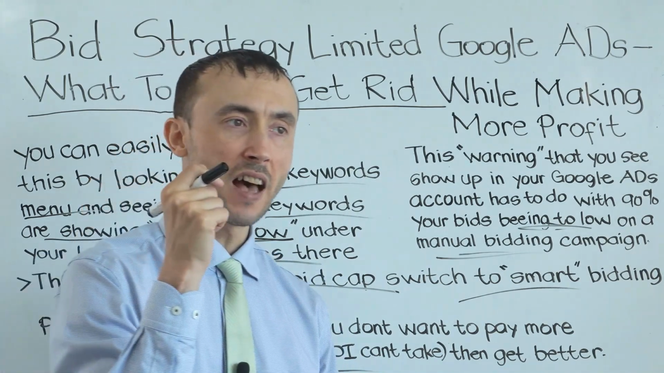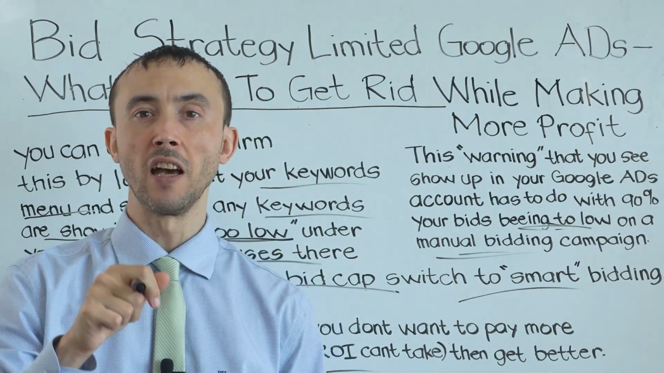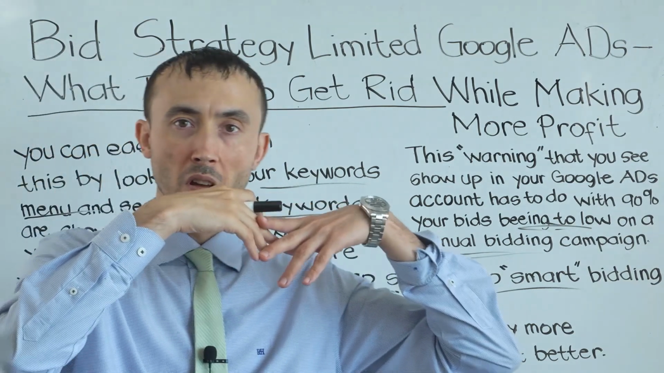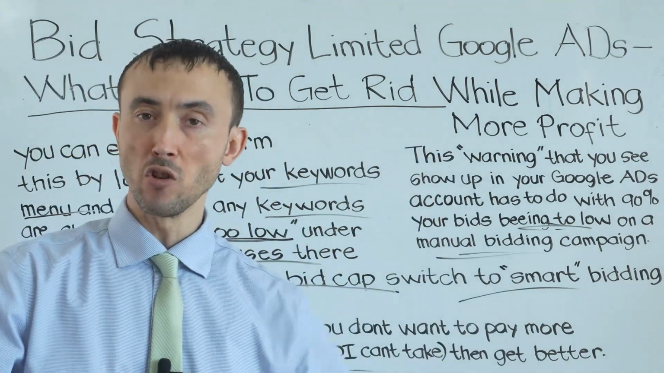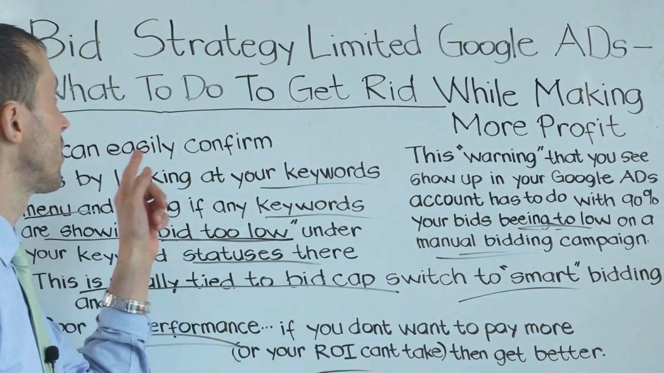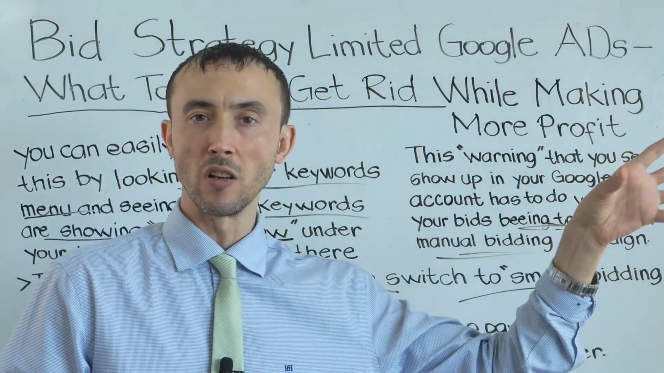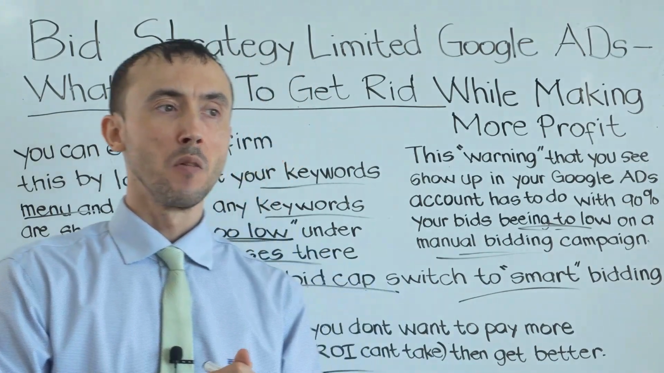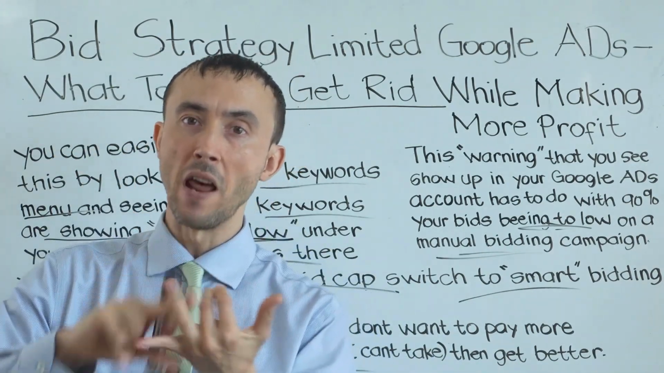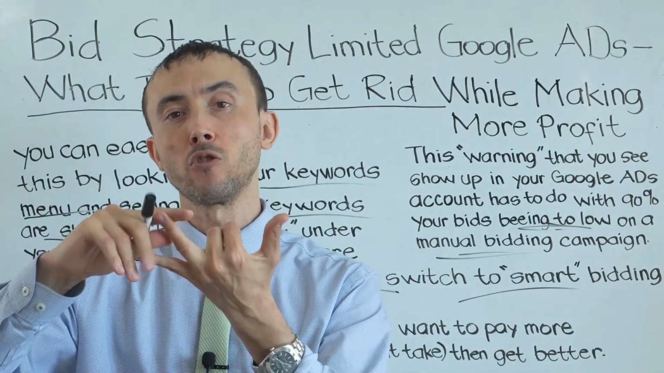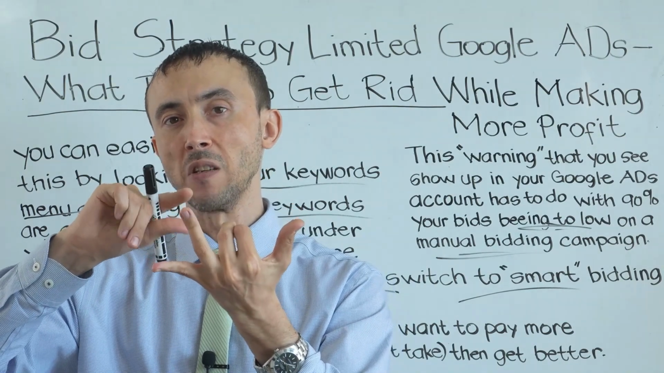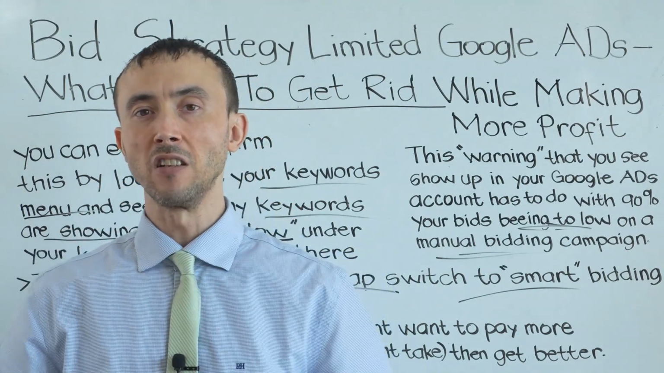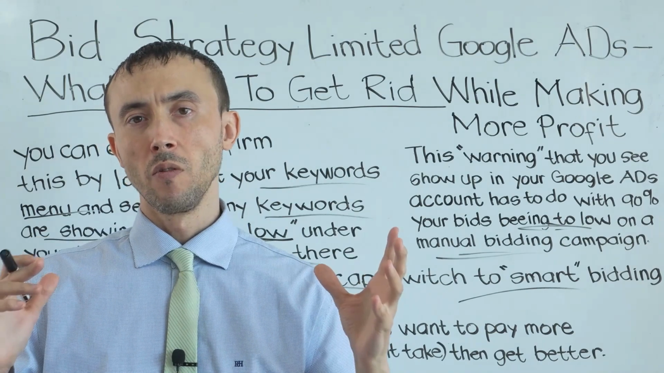So you could pay less per click or pay the same per click and show up and get most of the clicks and show up most of the time for your keywords and not have this bid strategy limited Google Ads warning show up for you, which indicates you're not getting shown very often for your keywords, by simply getting a better click-through rate or better conversion rate and probably trying to optimize for both, because optimizing for both will get you the greatest effect here. So that's all you have to do.